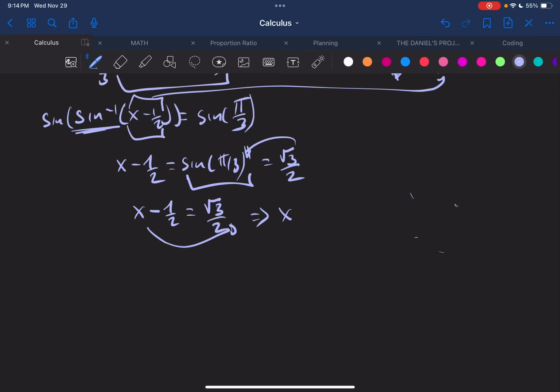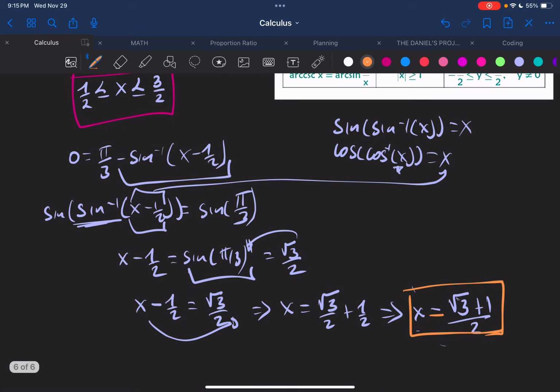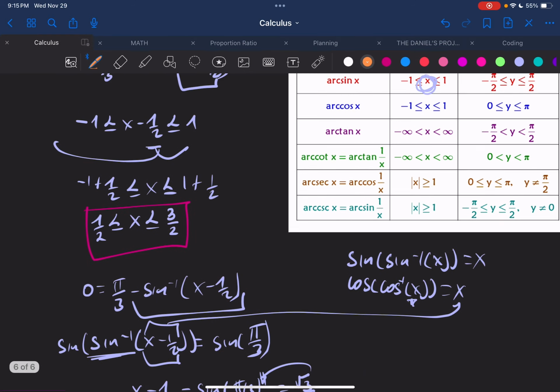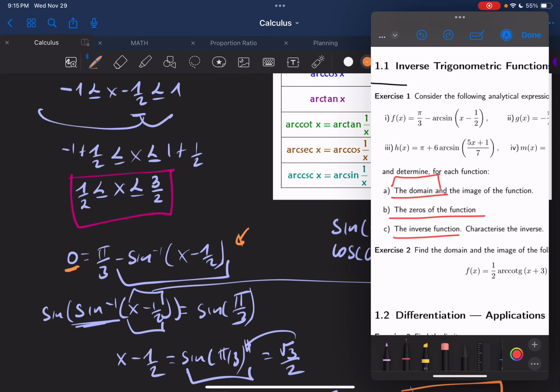So this will give me x is equal to square root of 3 over 2 plus 1/2. We can stop there, or you can simplify further and just write x is equal to square root of 3 plus 1 over 2. So this is this value of x. If I plug it in our trig function here that we have, this will give me 0. This will return 0. Now, I'm going to continue and find the inverse of the function.